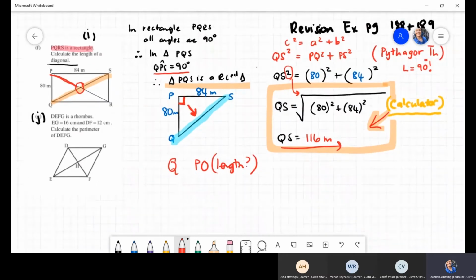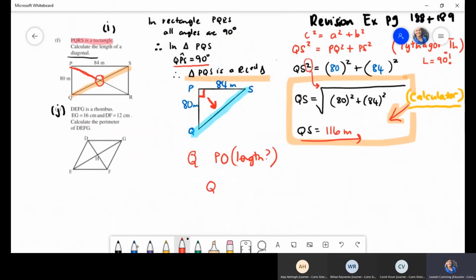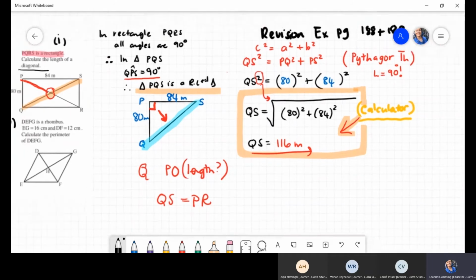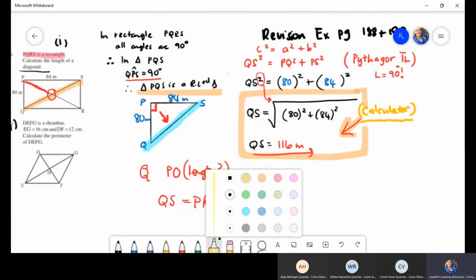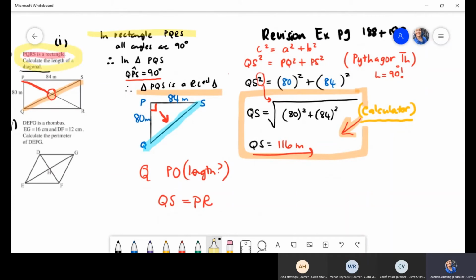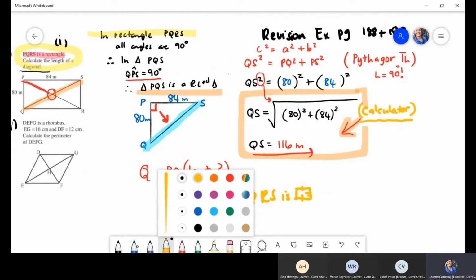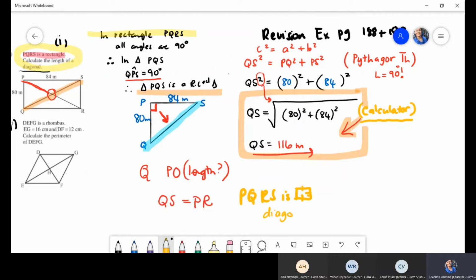So if I have done all this work, then I can say that QS is therefore equal to PR. Why may I make that statement? That statement is based on the diagonals of a rectangle that's equal. How do I know it's a rectangle? It's because I read my question from the beginning. My question from the beginning gave me all the information and the clues. Therefore, I may make that statement because PQRS is a rectangle. And what does it mean? It means that the diagonals of a rectangle are equal.